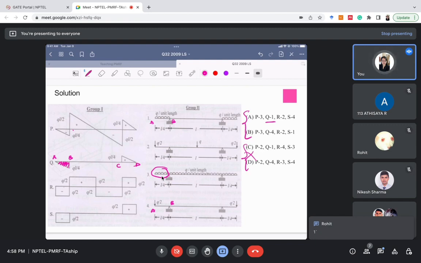Great. So in the first option, the load intensity is negative and constant. So A will be our answer. We do not need to solve the other things, R or S. In just half a minute, we could guess what would be the correct answer.